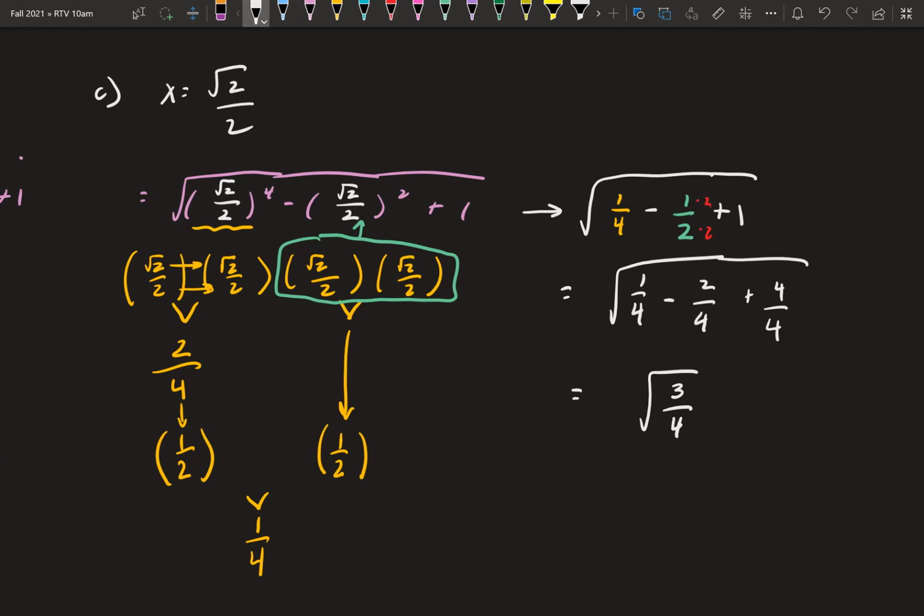Whenever you have a radical over a whole fraction, separate it. So we have square root of 3 over square root of 4, which comes out to square root of 3 over 2.